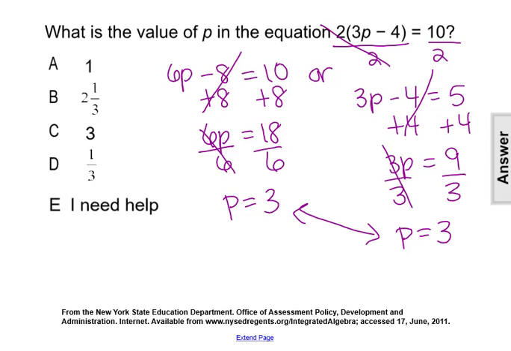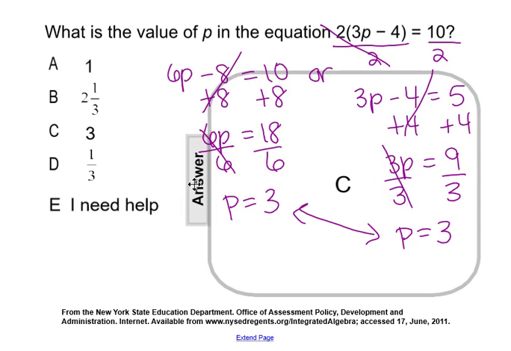So whether you use the distributive property as your first step or dividing as your first step, we get a value of p of 3. That's our solution, making our answer choice C.